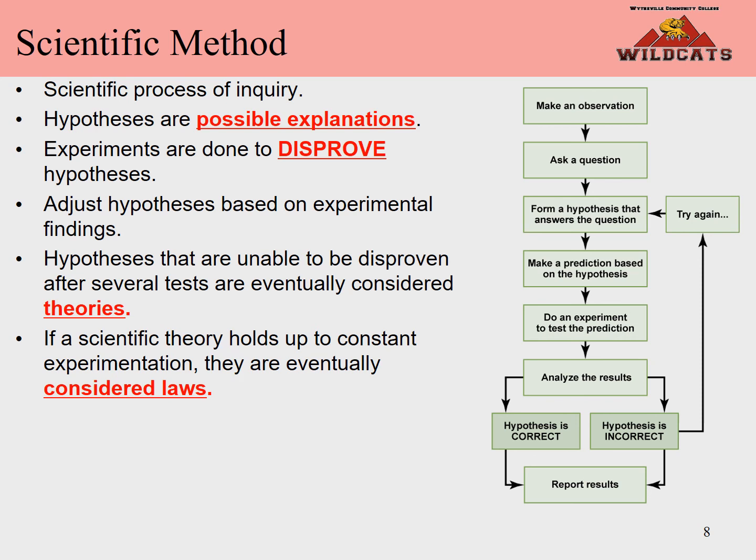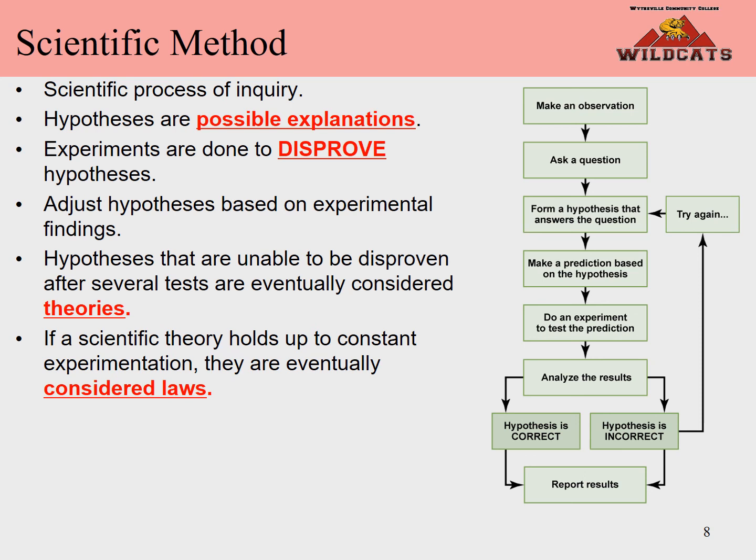So in the scientific method, the process of inquiry, hypotheses are possible explanations, and then we do experiments to prove or disprove those. So the graphic that you see on the right-hand side is your classic pattern: you make an observation, you ask a question, you form the hypothesis, you make a prediction based upon the hypothesis. And a lot of times you combine those two together, and then you do some sort of experiment to test the prediction. And sometimes you can't do an experiment, so you have to take evidence that's already out there. Then you analyze the results, and then decide whether the hypothesis is correct or incorrect.